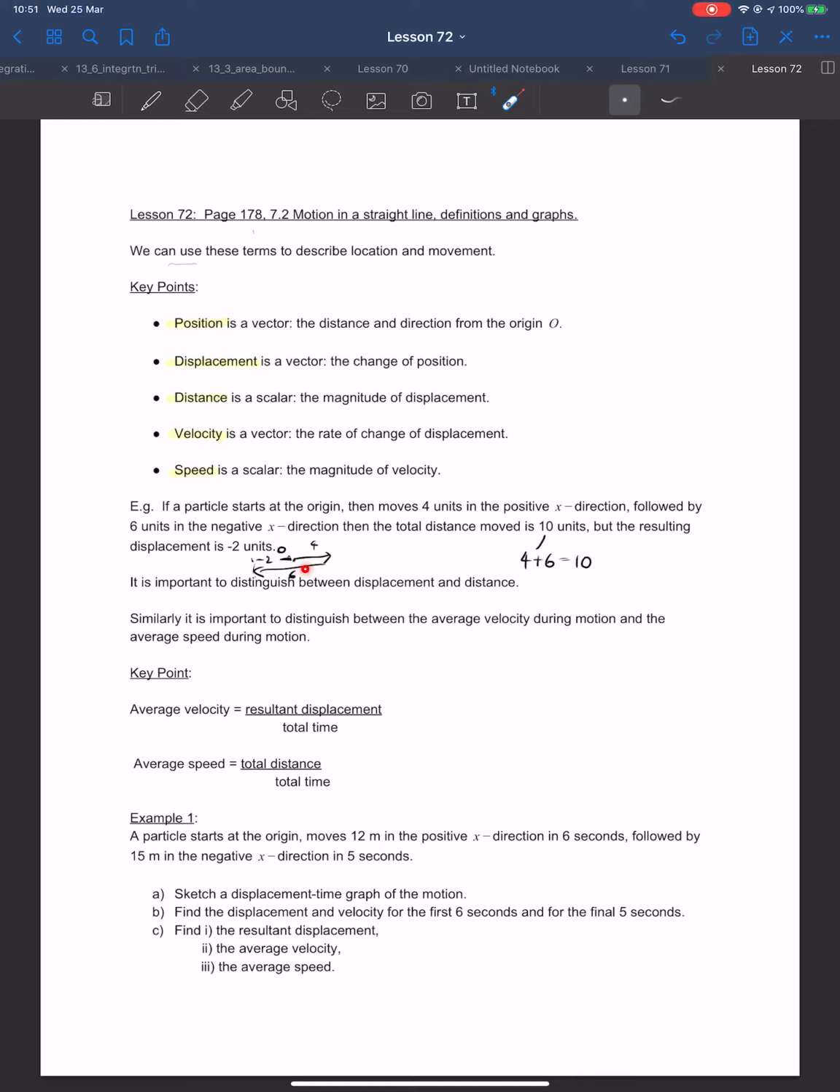If this journey in this example here took 10 seconds, then the average velocity is going to be minus 2 divided by 10, minus 0.2. Whereas this one is going to be 1 metre per second. Okay, this is going to be minus 0.2 metres per second. So it's got to be different, be sure.